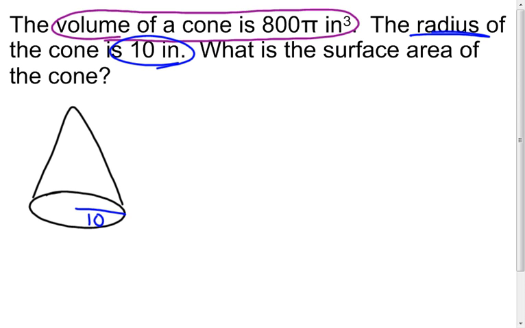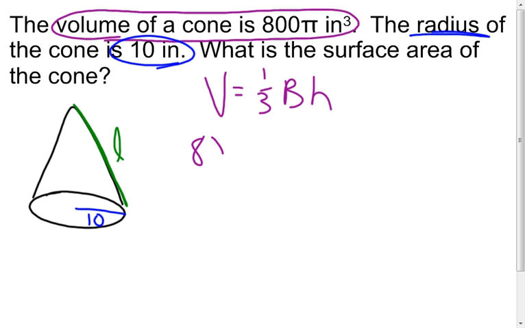And really what we need to figure out is the slant height, because I need the slant height to calculate the surface area. If I know the slant height, I'll be good to go. But all I know right now is the volume, so I'm going to go back to my volume formula. Volume is equal to 1/3 area of the base times height. So I'm going to start plugging in things that I know. I know that the volume is 800 pi, so 800 pi equals 1/3.